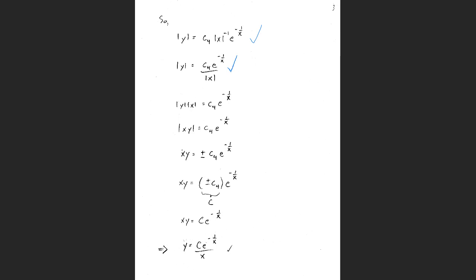So what I do is this. I take both sides of this equation and I multiply by the absolute value of x on both sides. So then on the left side, I get the absolute value of y times the absolute value of x. And that's just the absolute value of x times y. Okay, that's what I get on the left side.